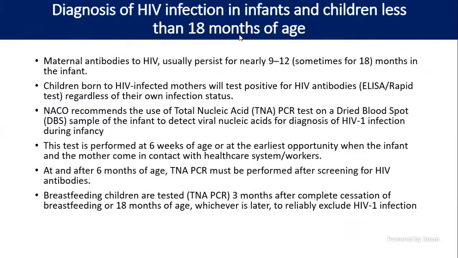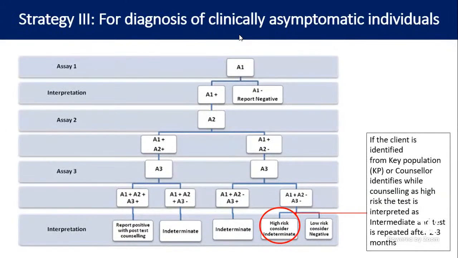So let us look at the diagnosis of HIV infection in infants and all children less than 18 months of age. The earlier slide had an error: on the right side it says intermediate. The box is correct, but the slide on the right says intermediate. It should actually be read as indeterminate.